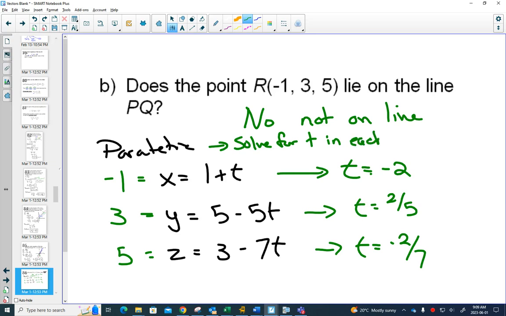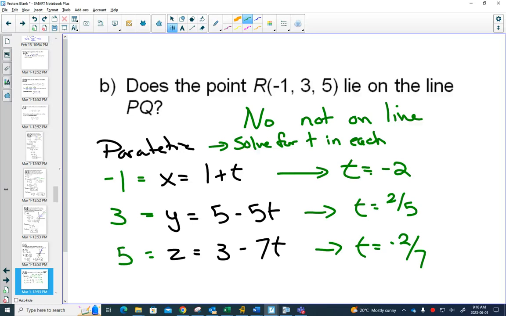So what did we do? We solved for t in each. If t was the same in each, then it would be on the line. But as soon as you have a different t value to get to each one, you're not going in the same direction for a certain amount of time. And that's sort of why we use t. T is going to be an application. We're going to use time for this.